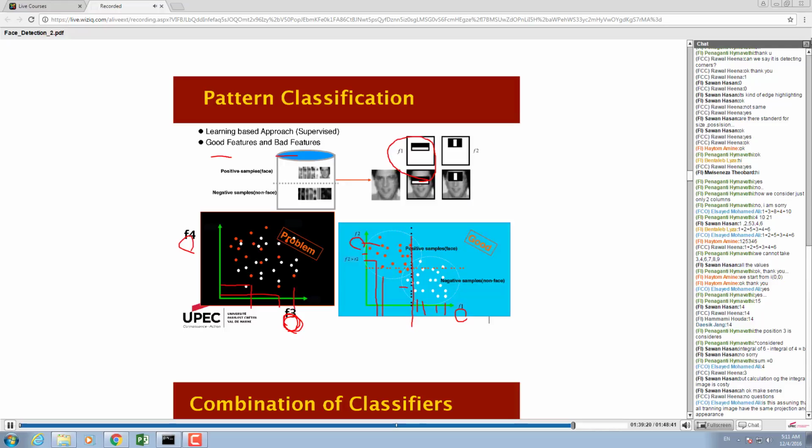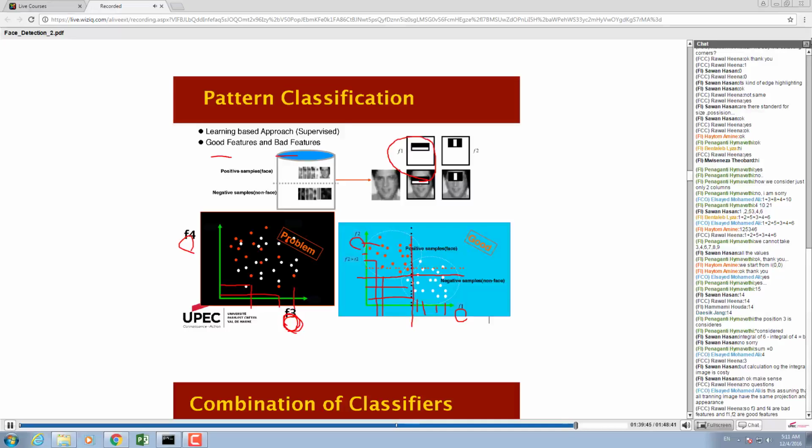Clear? F2 works in the same way. In the case of F2, the positive face samples have big values and the negative white ones have small values. So this horizontal line can divide the positive and negative samples. It means F1 and F2 are good for distinguishing positive and negative, so we can say they are good features.